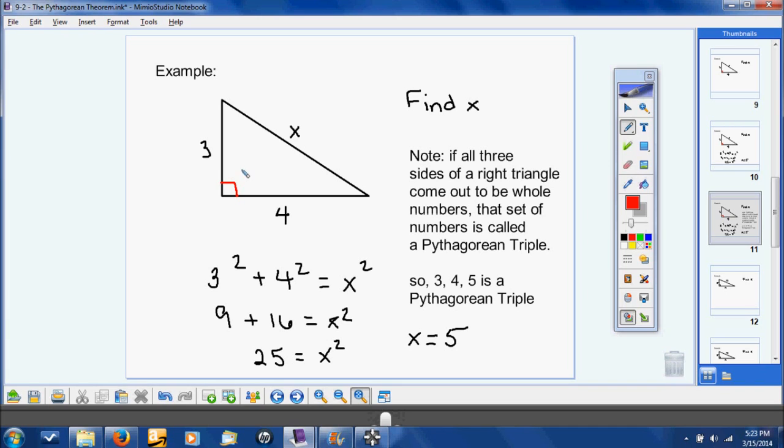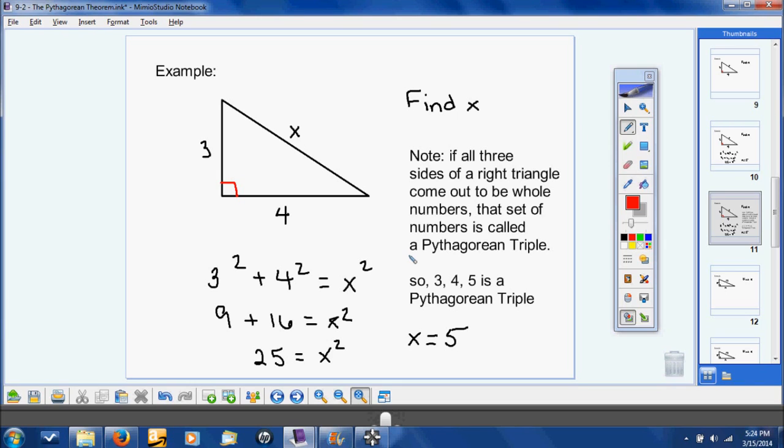It saves you time, because if you know 3, 4, 5 is a Pythagorean triple, then you know that 3 and 4 are the legs. You don't even have to go through the whole process of a squared plus b squared equals c squared. You just know it's 5 because you're very familiar with that Pythagorean triple. And that saves you time. You need to make sure that you are very careful with your time on the SATs.